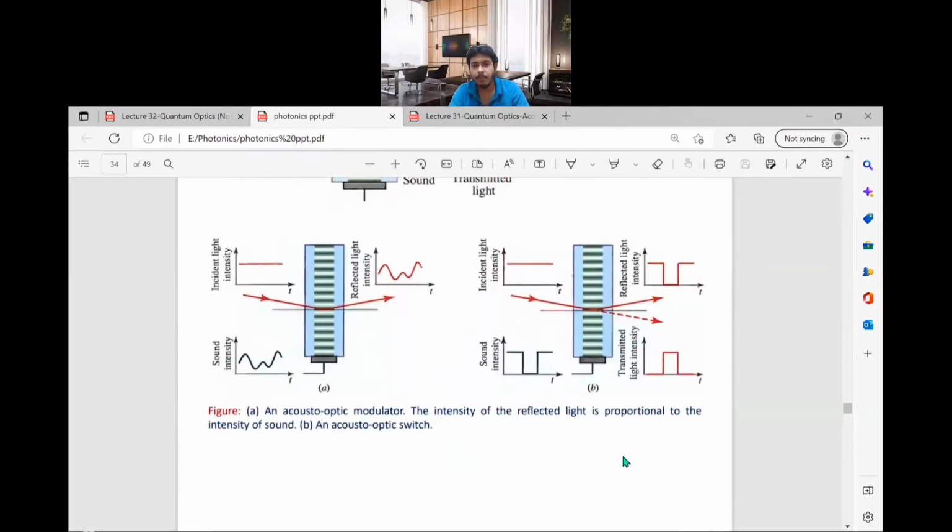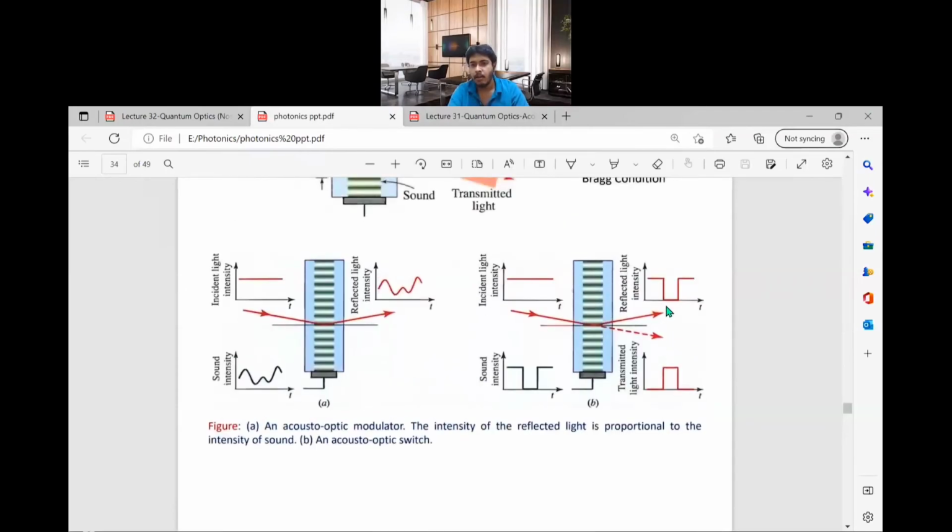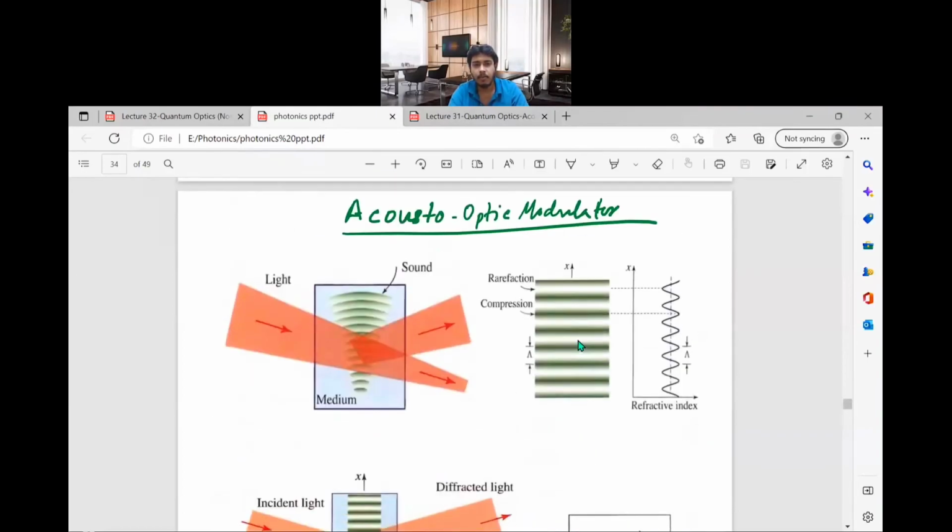So you can say the reflected light is proportional to the intensity of the sound. It can act as a switch also, an on-off switch kind of thing. And it can modulate the position of the light also. Initially it is in this position, now it can be changed to this position. So this is all about the acoustic modulator.